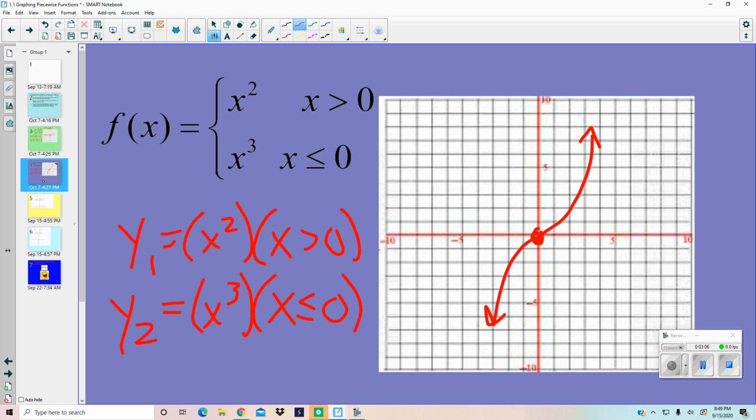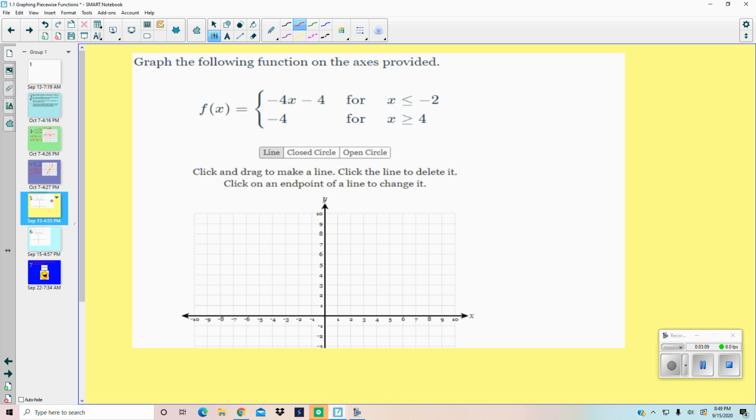Then the next one, this is what it's going to look like in Delta Math, but I encourage you to use your graphing calculator to type these in. So I'm going to plug in negative 4x minus 4, and then I'm going to plug in the inequality x less than or equal to negative 2. Then I'm going to go to y sub 2, and I'm going to plug in negative 4, put parentheses around it, and then I'm going to plug in x greater than or equal to 4.